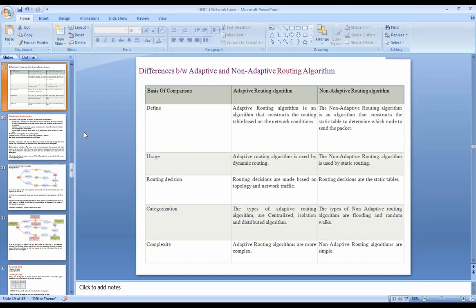What is the difference between adaptive and non-adaptive routing algorithms? The main point is the definition. An adaptive routing algorithm constructs the routing table based on the network condition. But a non-adaptive algorithm constructs a static table to determine which node to send the packet to. Static is fixed. Adaptive is dynamic. Non-adaptive is static.